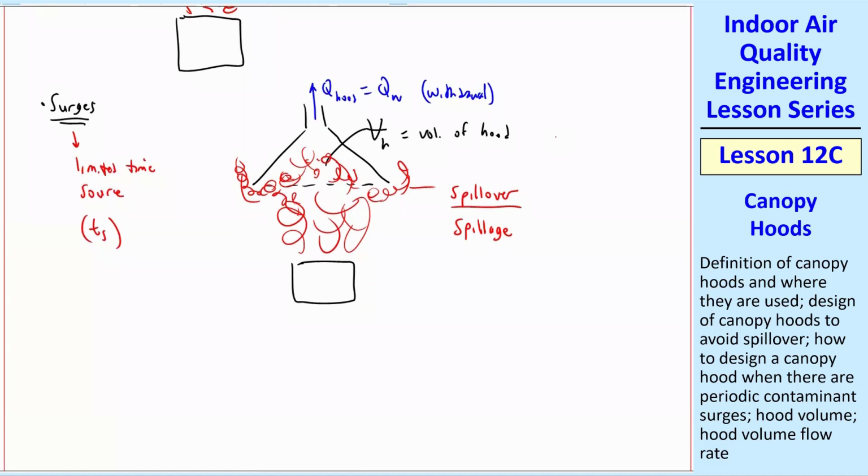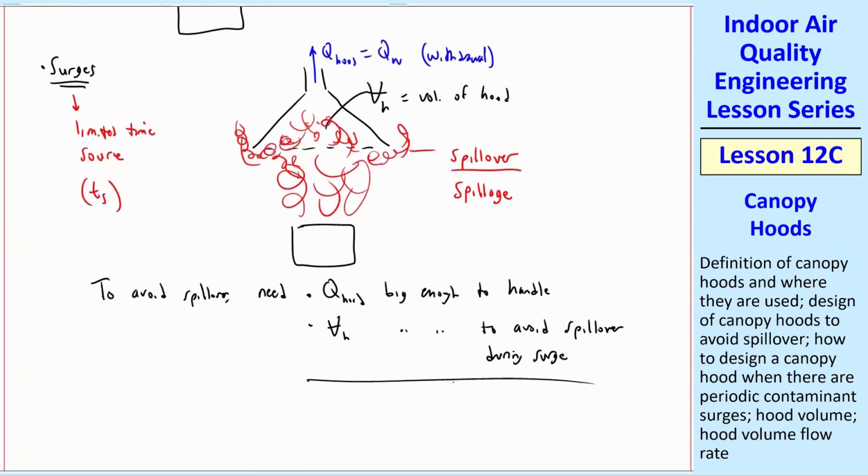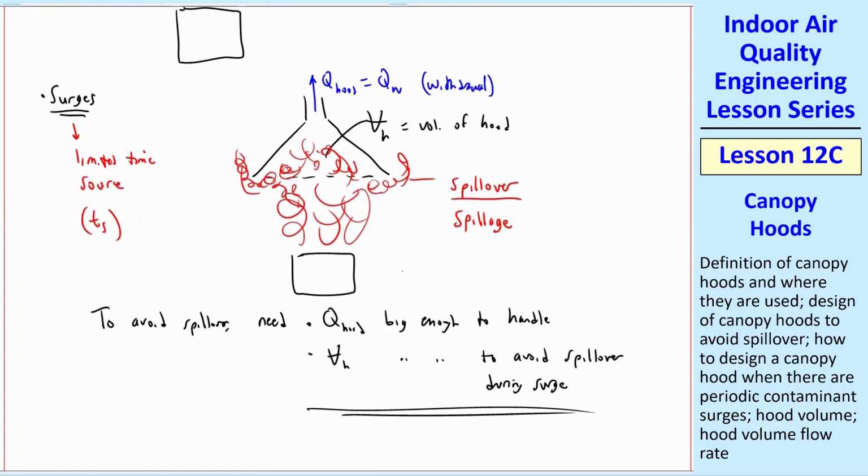You have to have two things to avoid spillover. You need Q hood big enough to handle the source, the smoke, and you need VH big enough to avoid spillover during the surge. You have to have both of these met in order to have a proper design. So obviously, if there's a lot of smoke and you have a small flow rate, no matter how big your hood is, eventually it's going to fill with smoke and you're not able to draw the smoke out fast enough, so it's going to spill over.